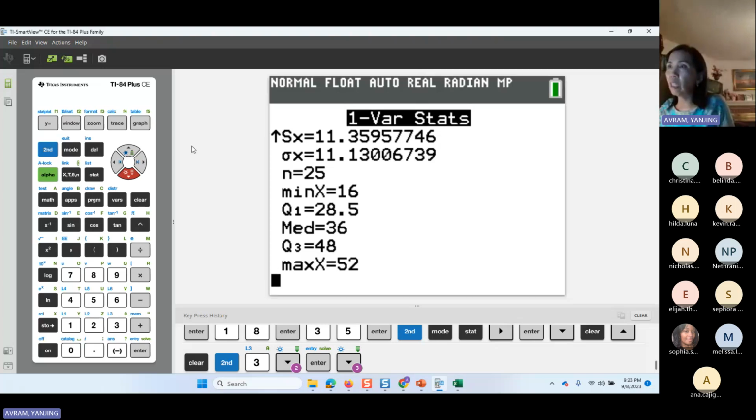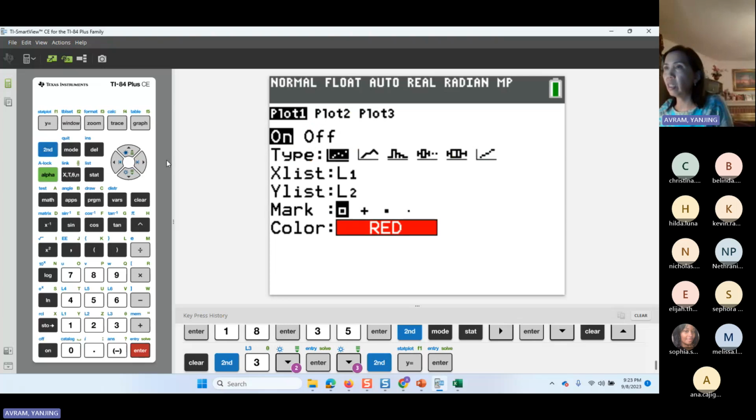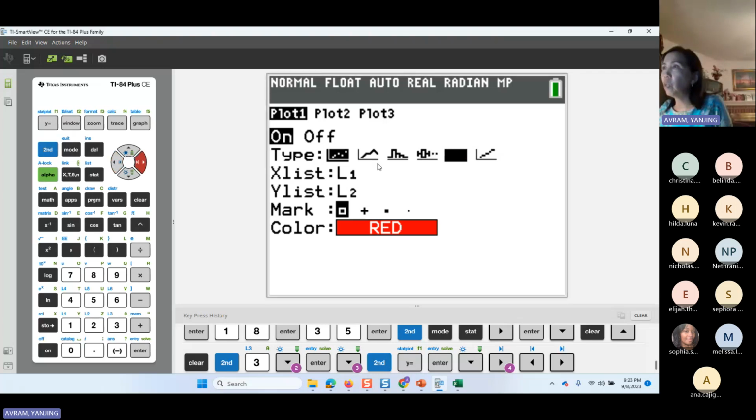I can also do the box and whisker plot for this one. Second y equals, go to the plot in here. This is the box and whisker plot right here. These both are box and whisker plots, this one and that one. What's different between this one and that one? This one right here with the dots at the end will identify the outlier. On the other hand, this one doesn't have the dots at the end, so this one doesn't graph the outlier. I usually prefer to see if there's any outlier, so I like to use that one. So I'm going to hit enter for that one.